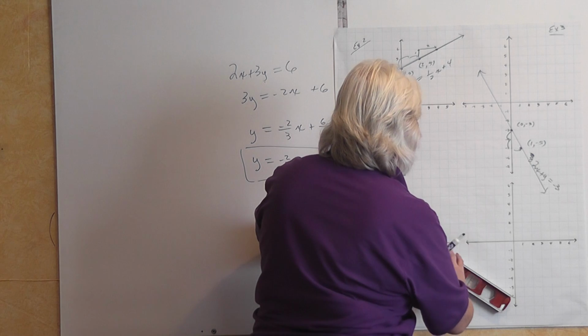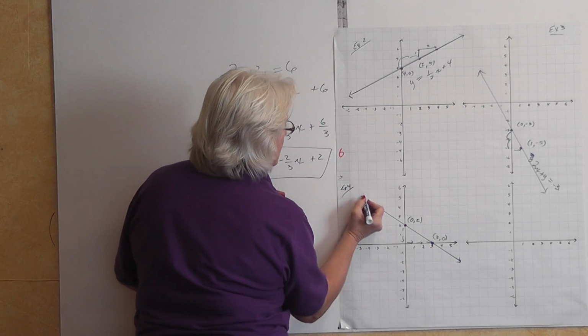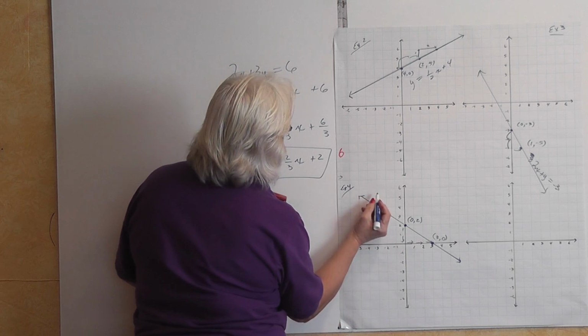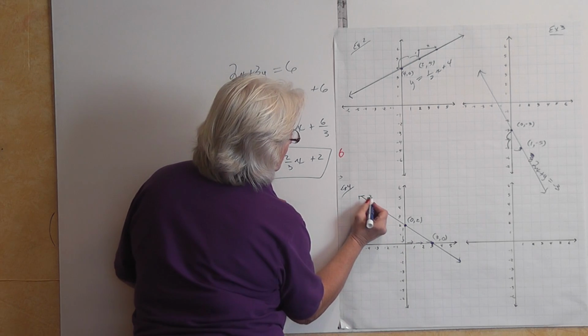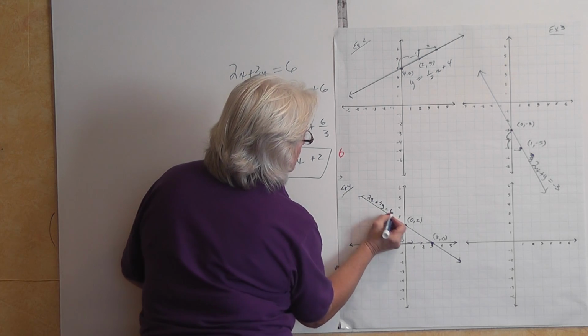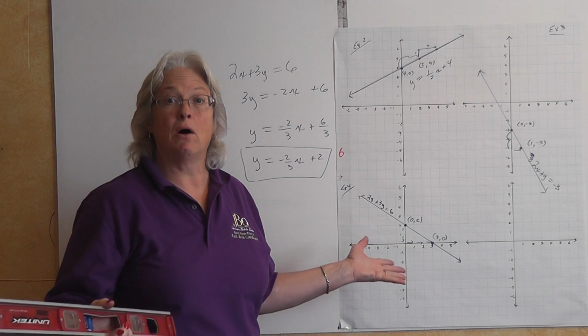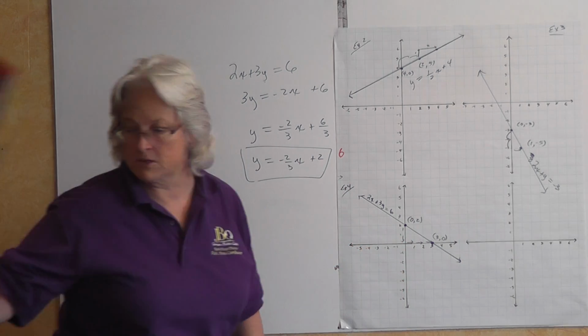Going to connect our dots. Don't forget to put your arrowheads. And we're going to label this with the original form of the line: 2x plus 3y is equal to 6. That's all that's involved in doing these problems.